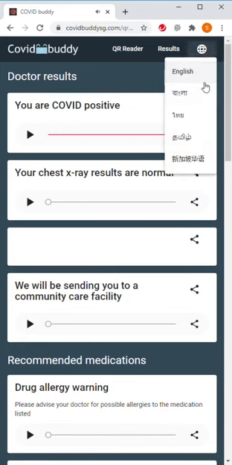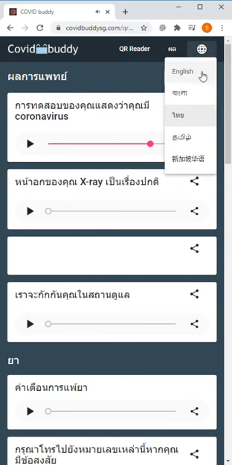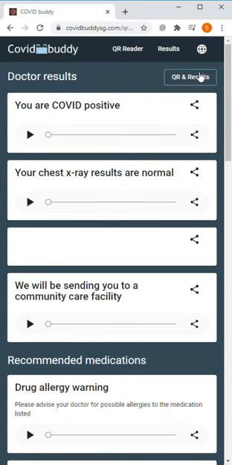And on top of that, this is available in Thai, for example. Your test shows that you have coronavirus. This is very important because many of these patients are rapidly triaged and sent to isolation facilities and they often don't know the results. And you're talking about thousands of patients.